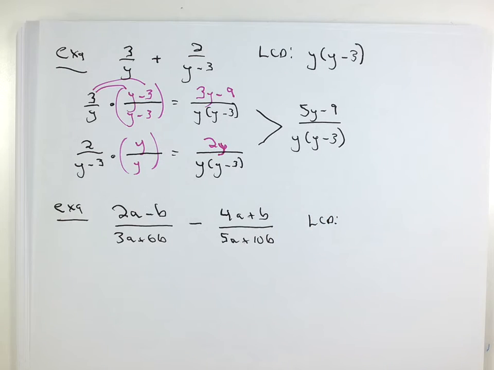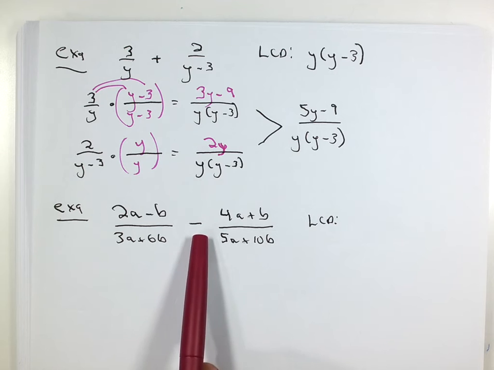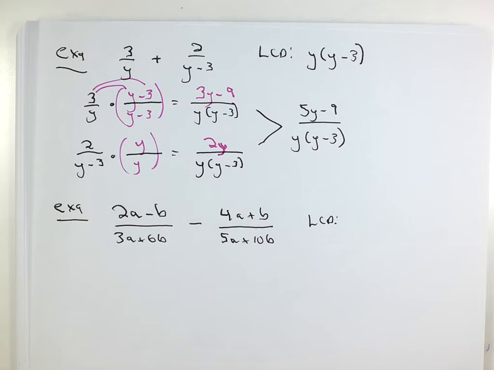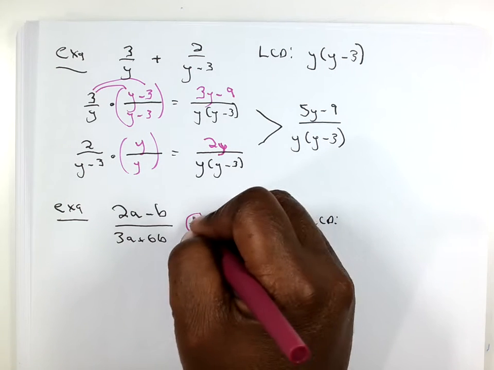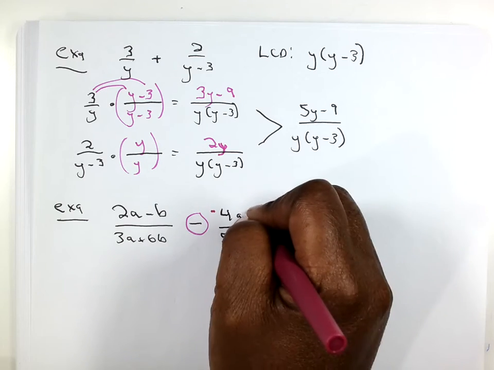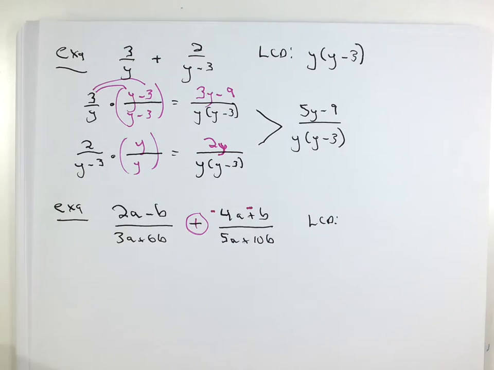Alright, my next one, I have 2a minus b over 6a plus 3a plus 6b, sorry, minus 4a plus b over 5a plus 10b. So they don't look like they have anything in common, the denominators, but I need to factor them. So I'm going to factor the denominators, and I also want to make sure this one is a subtraction, so when I go to write it vertically, this is going to change sign. So it's going to become a negative 4a and a negative 4b. So I don't want to forget to do that either.